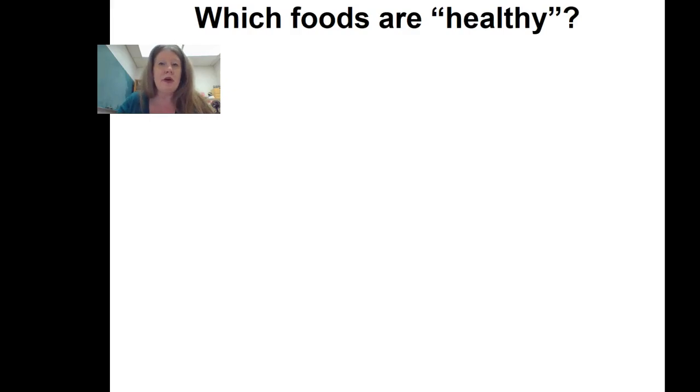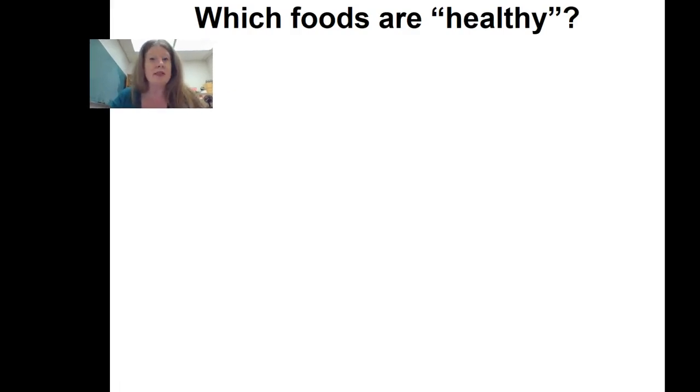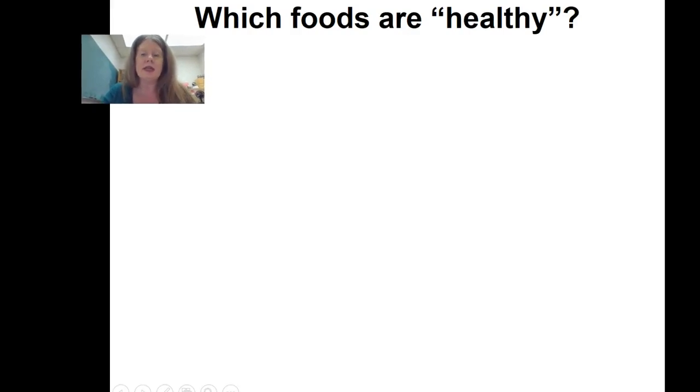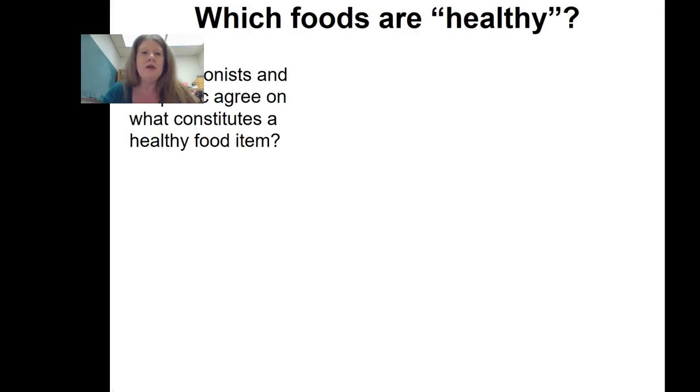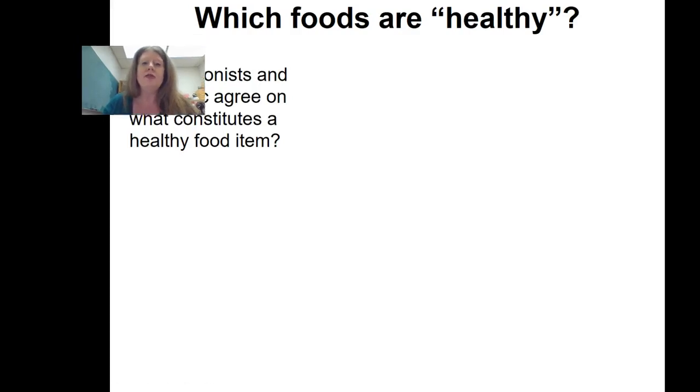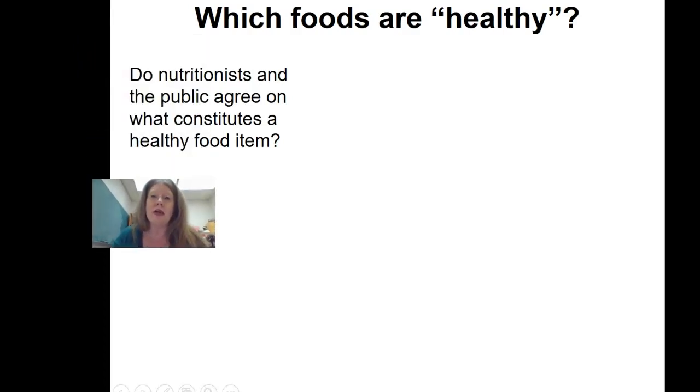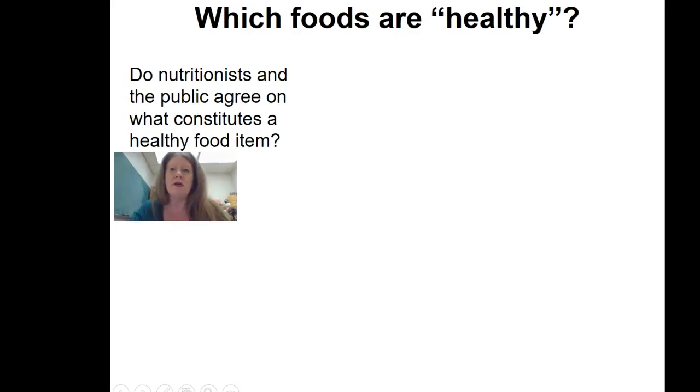And just a few other examples of scatter plots. I always like it when I see scatter plots in the news, and this was kind of an interesting plot that I saw in the New York Times not terribly long ago. So, do you think that nutritionists and the public agree on what constitutes a healthy food item? So, a lot of you, I'm sure, like to eat healthy foods, and you're trying to decide what's healthy and what's not. Do you think you're good at choosing healthy foods?